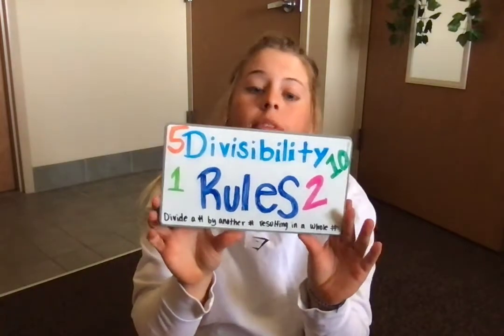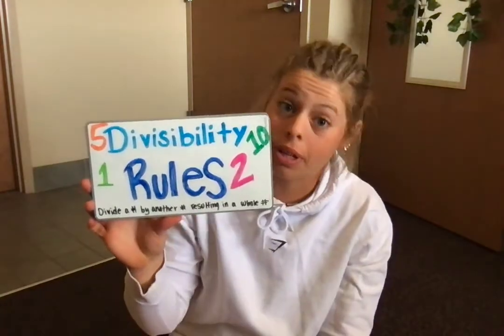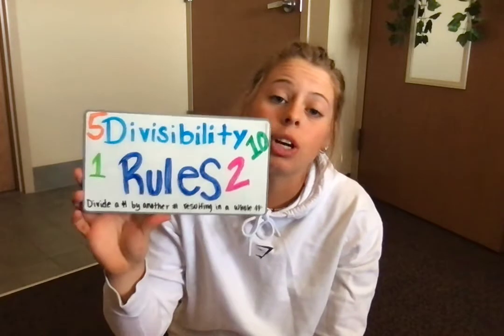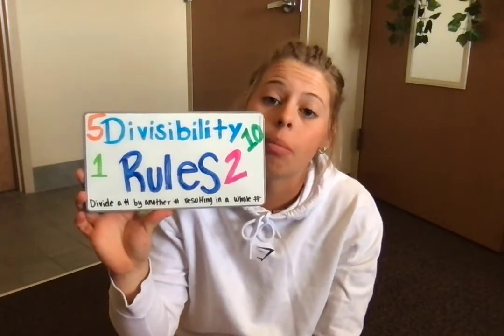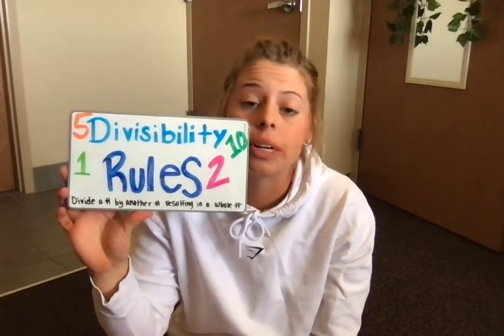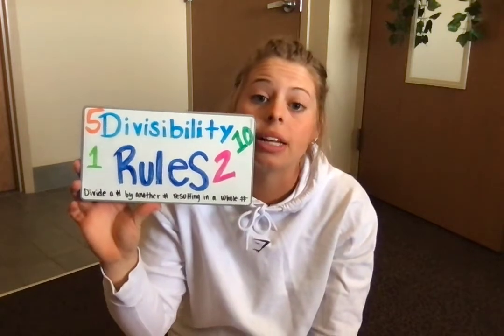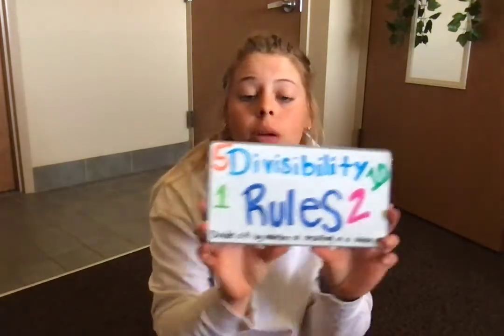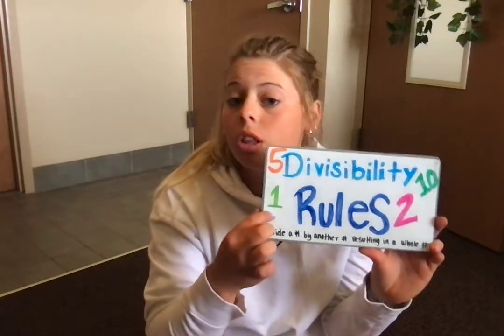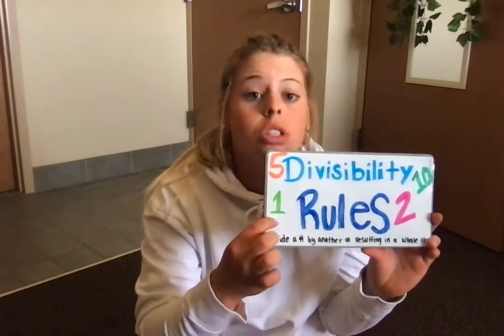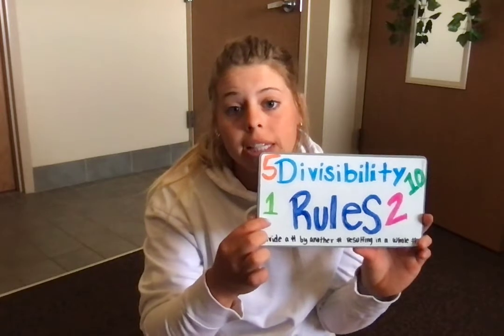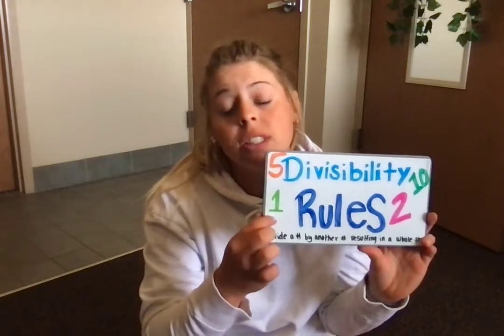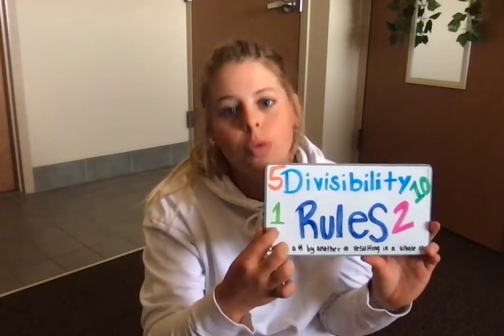So, first off, what is divisibility? Divisibility is when you're able to divide a certain number by another number, and the result or the outcome is a whole number. So, there's some different rules when it comes to it. First of all, we're going to start with the number one. The divisibility rule when it comes to one is that one is divisible by every number.